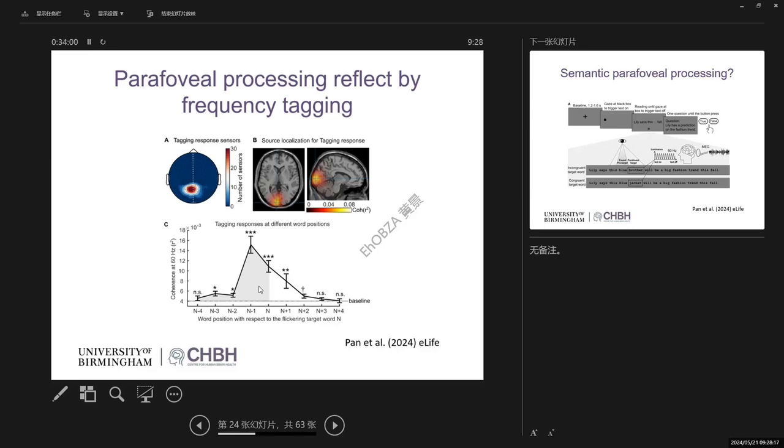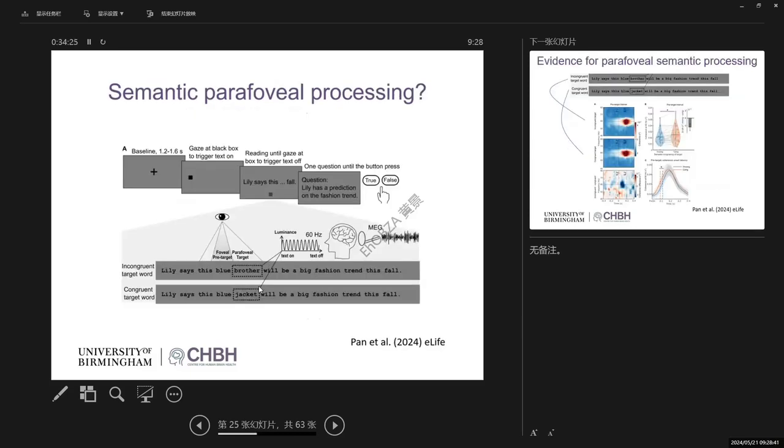You can also think about this as covert attention, even though there's a debate of whether there's a difference between covert attention and pre-saccadic attention. Nevertheless, think about this as attention being moved to the right, and we can index that in terms of neuronal excitability as measured by the frequency tagging signal. So how do we study the semantic component of this?